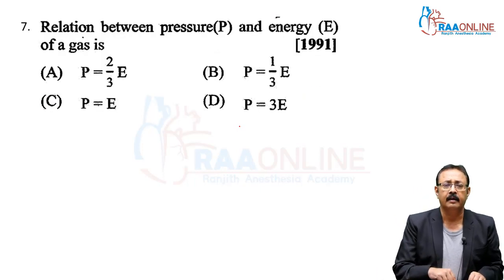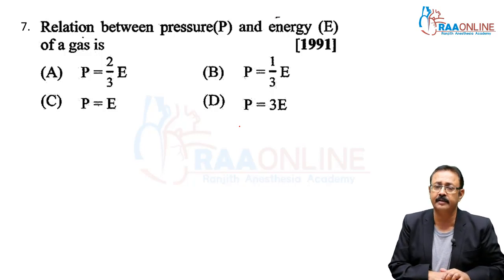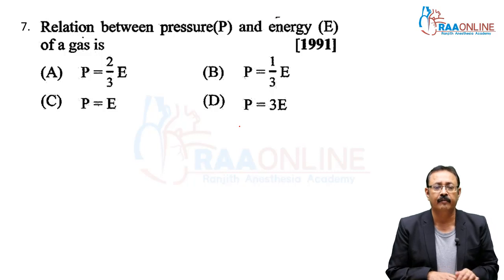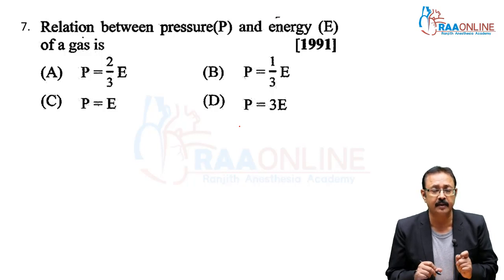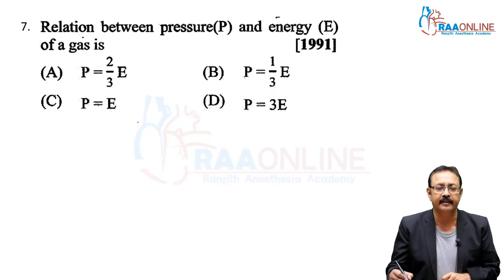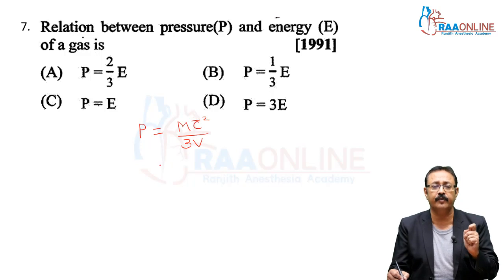Next, the relation between pressure and energy E. We discussed this in the theory slides, what we calculated there. That's why we did the derivation. P equals mc bar square by 3V. Every time I say, learn means you should remember this relation for the whole chapter.